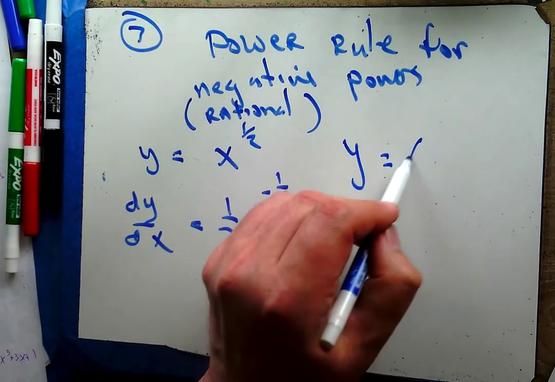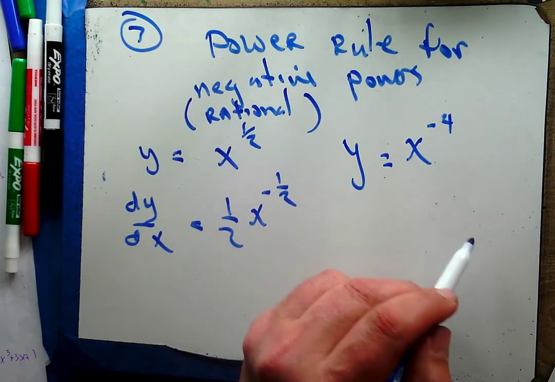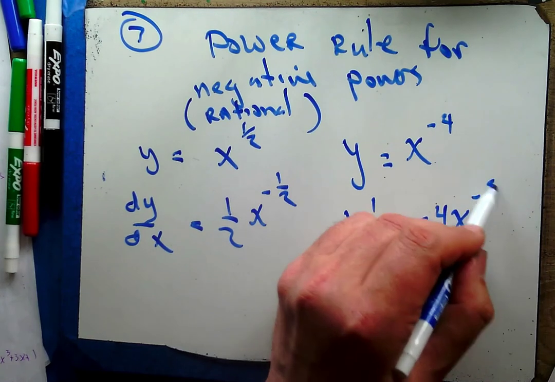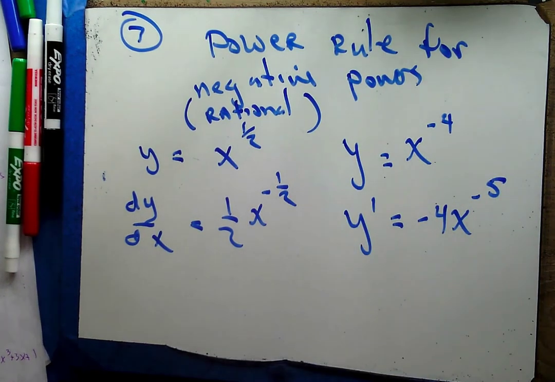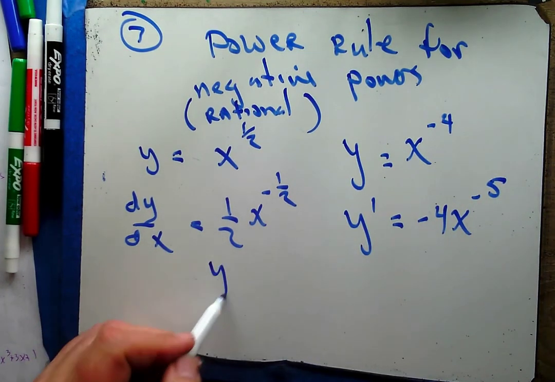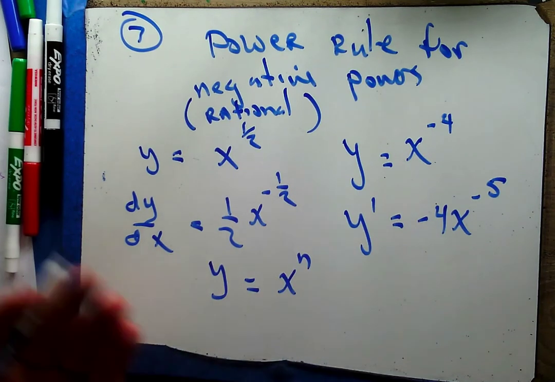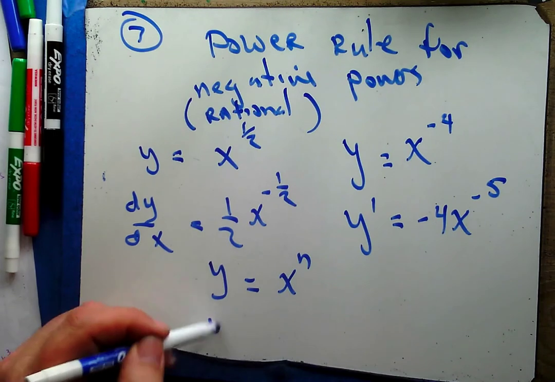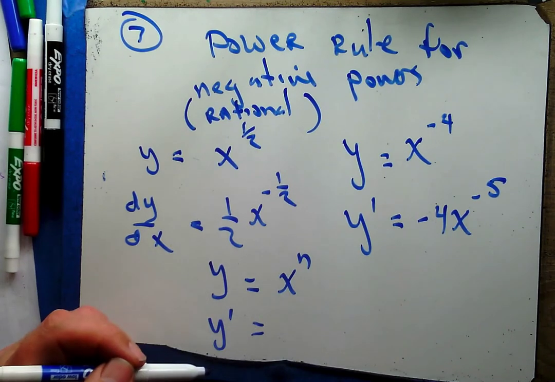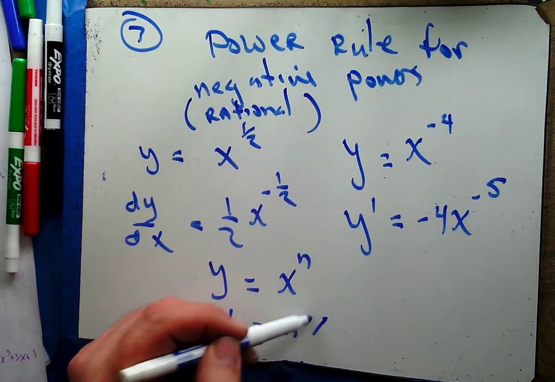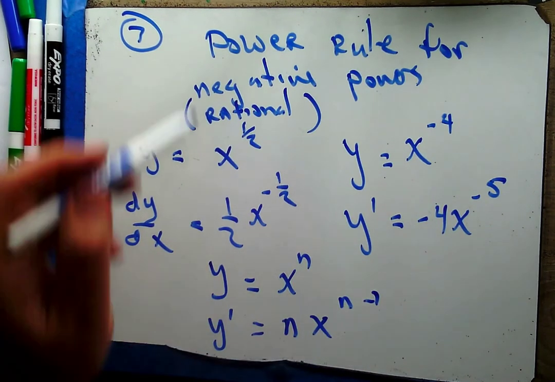Or y equals x to the negative 4th. So y prime is going to be negative 4x to the negative 5th. So what if I have y equals x to the n power? What will the derivative be? That's right, n times x to the n minus 1.